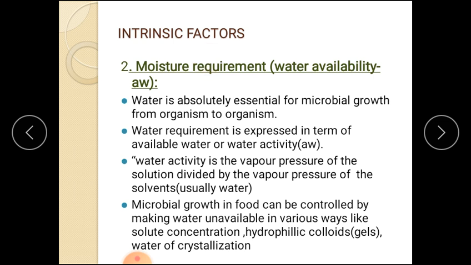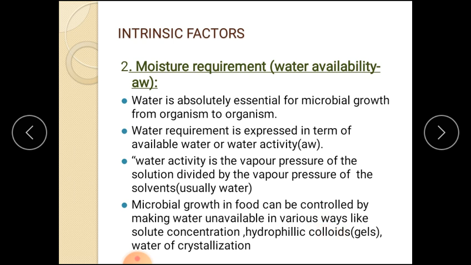If moisture requirement is more, it will maximally support the growth of organism. Now if we want to control the growth of microorganism in the food, then what we have to do, we have to reduce the moisture content of the food. Okay, so how will you reduce? We can reduce by solute concentration, which means any sugar or salt containing food, in that we have to increase the level of solutes, for example sugar and salt.